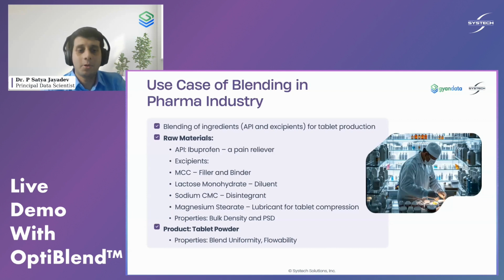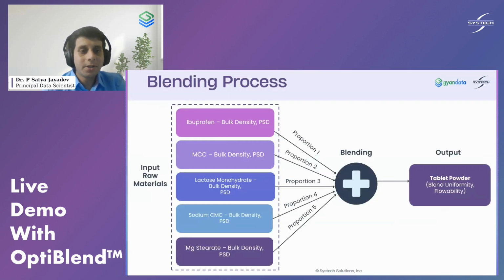We can consider more properties on the raw material side or more properties on the powder side as well. There are no such restrictions. Okay, so this is what we have considered in this particular use case. Visually, this is how it looks, where we take all these 5 raw materials in different proportions, mix them to produce a blended powder.